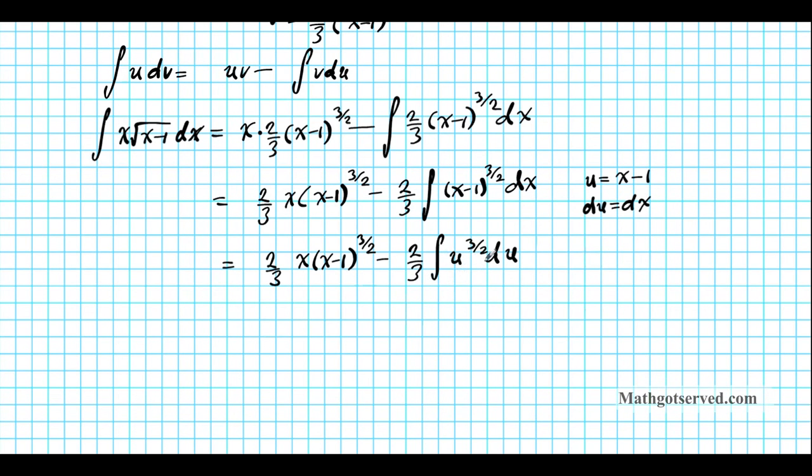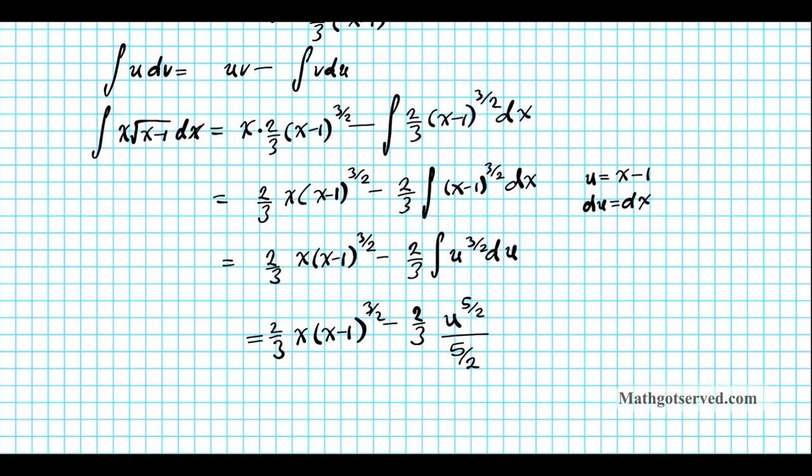All right, let's see. So to evaluate this, we're simply going to use the power rule. So this is going to become minus 2/3. The antiderivative of u to the 3/2 is u to the, you add 1 to that, that's the same thing as adding 2 over 2, so it's 5 over 2, divided by the value of the power, which is 5 over 2. Okay? 2/3 x times x minus 1 to the 3/2. And then let's just simplify this a little bit more, and then we'll be done.